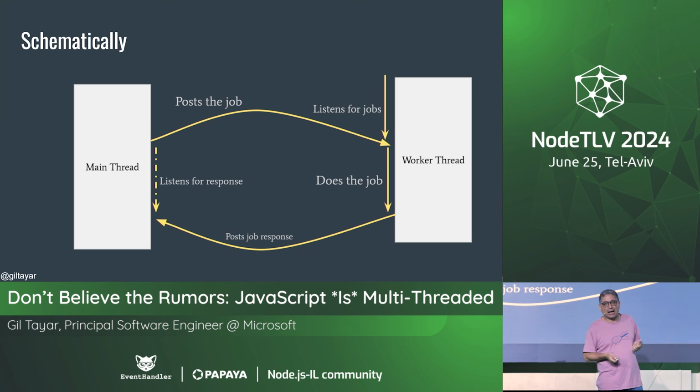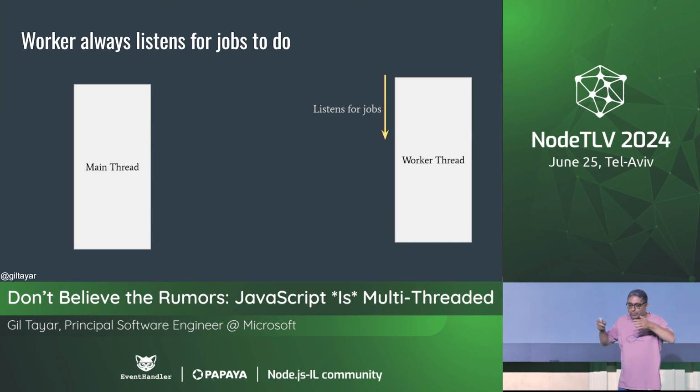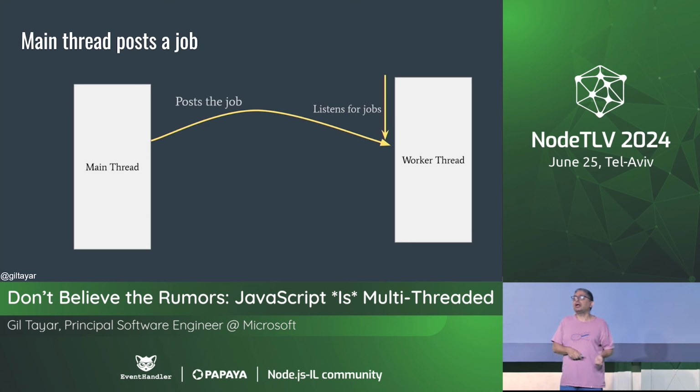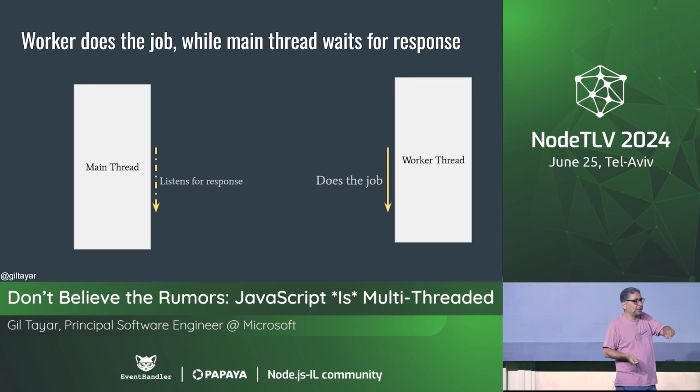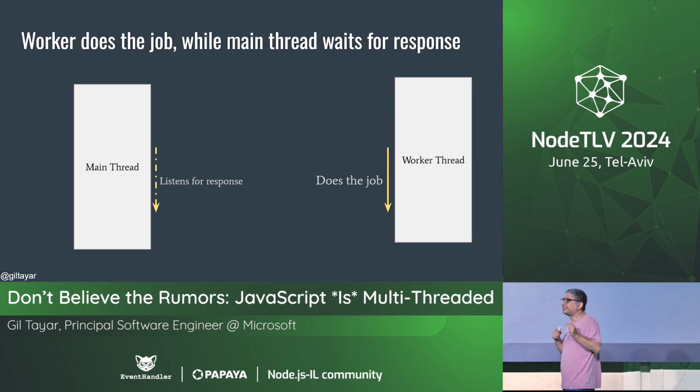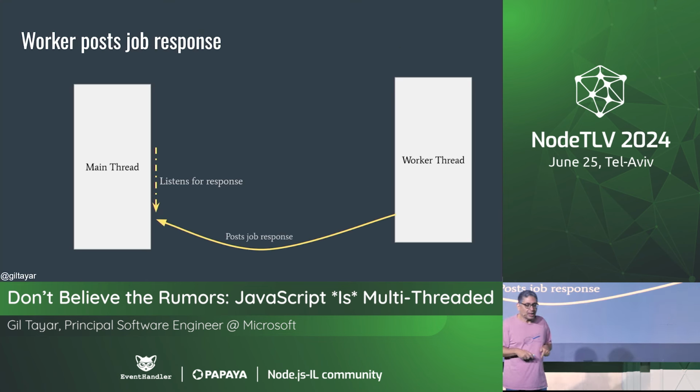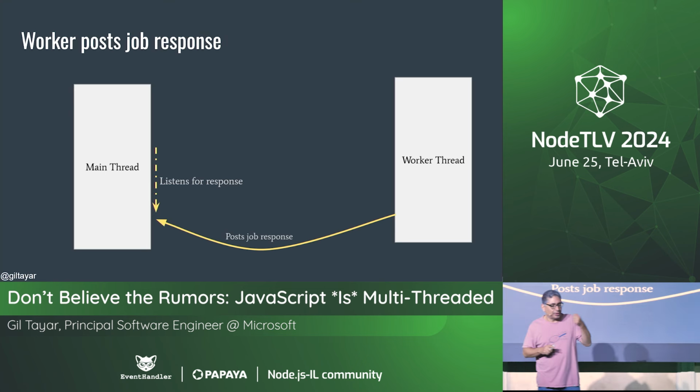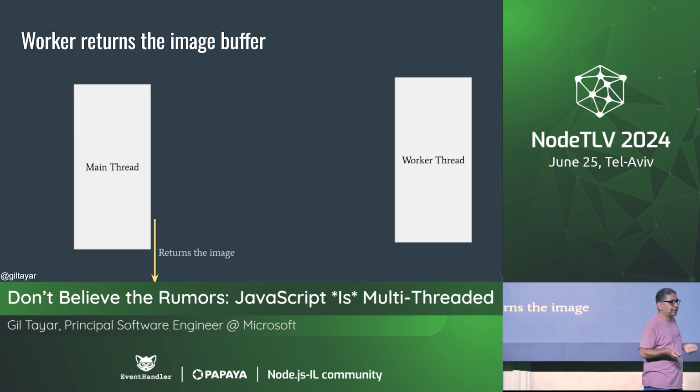So schematically, how does it work? The worker listens for the job, and we'll see the code of the worker in a second. The main thread posts the job to the worker and listens for the response. Notice this, the line is dashed. Why is the line dashed? Because it's waiting, but asynchronously, so it can now deal with other requests during the time that it's waiting for the response. So it's listening, but asynchronously, while the worker thread synchronously is doing the job and posting the job response. The listening for the response ends, and it can return the image.